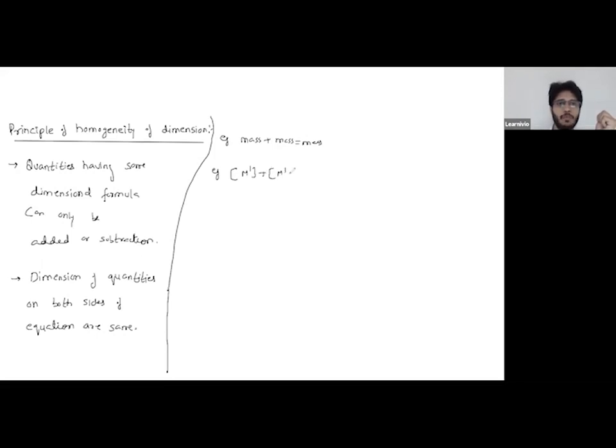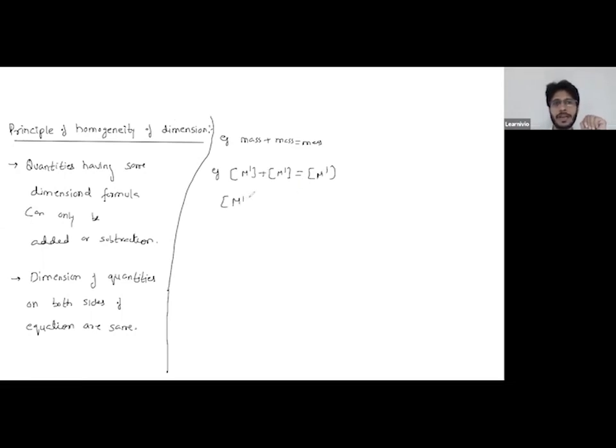If I'm adding m1 with m1, like mass with mass, you will get mass. The dimensional formula is m1. Don't write this as 2m1. Dimensional formula is qualitative, it's not quantitative. Just simply write it as m1. m1 plus m1 is m1. That's it.